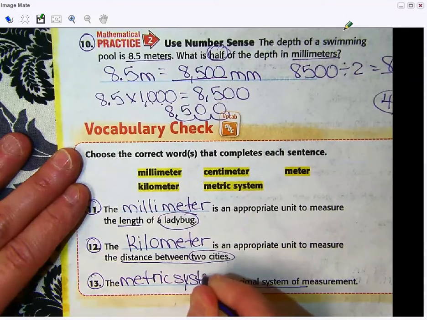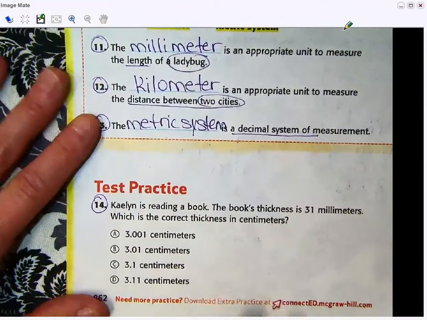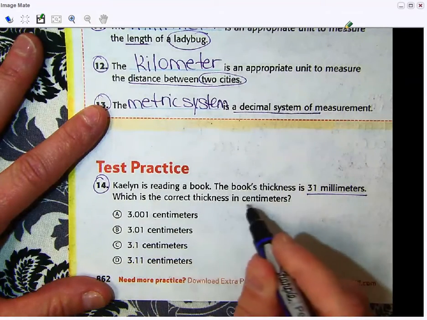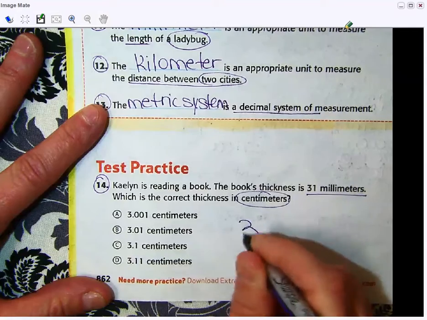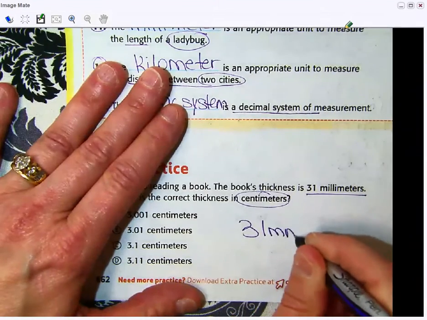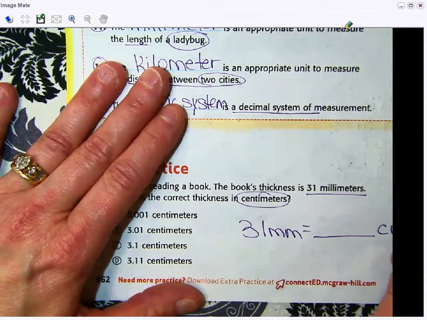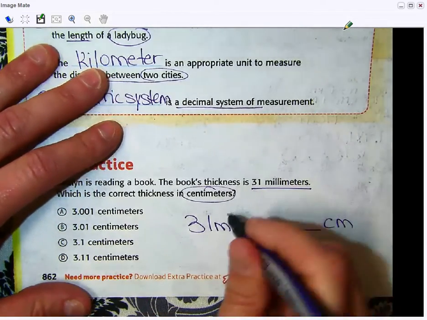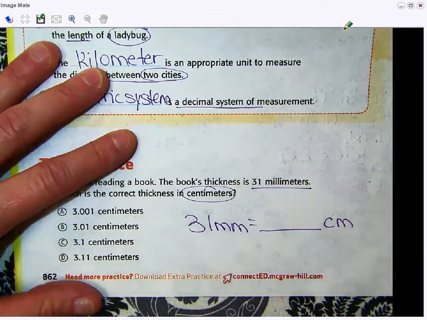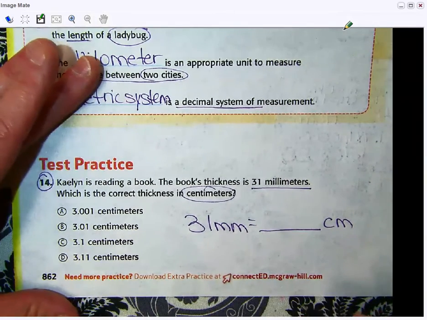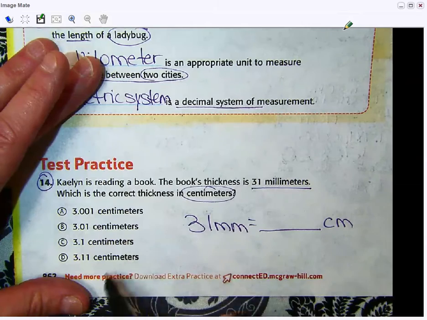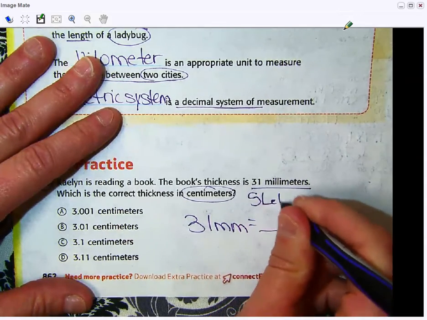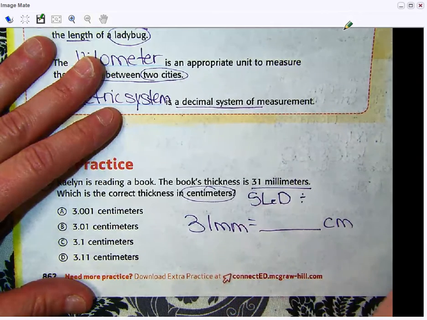All right, and our final problem, number 14. Kaylin is reading a book. The book's thickness is 31 millimeters. Which is the correct thickness in centimeters? So again, write your problem as 31 millimeters is equal to blank centimeters. Remember, the answer has to be on the right for the trick to work, okay? So we are going from small to large here, but we need to figure out which one of these is going to be correct. And so we know that when we're going from small to large, we will sled, so that means that we're going to be dividing.